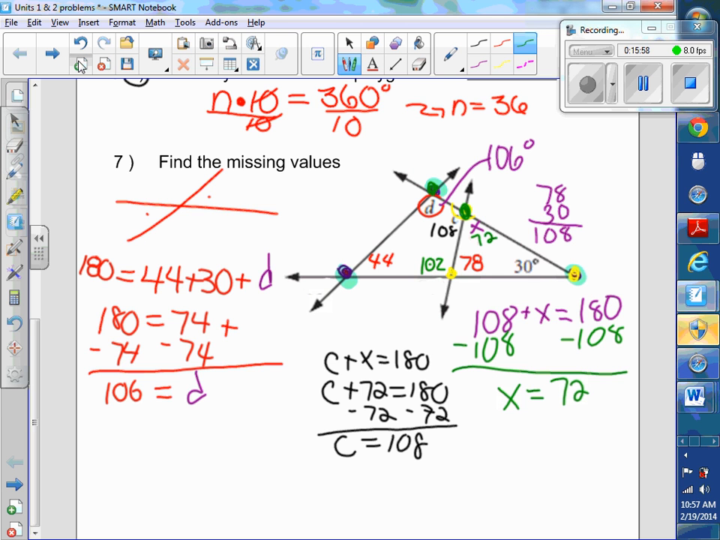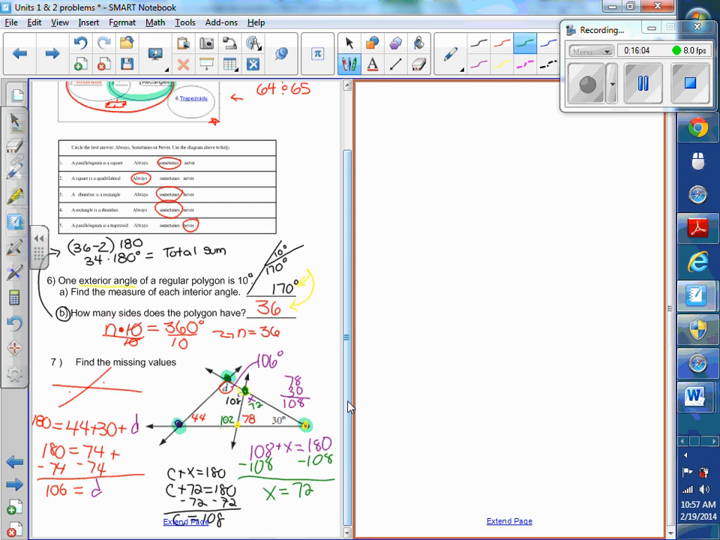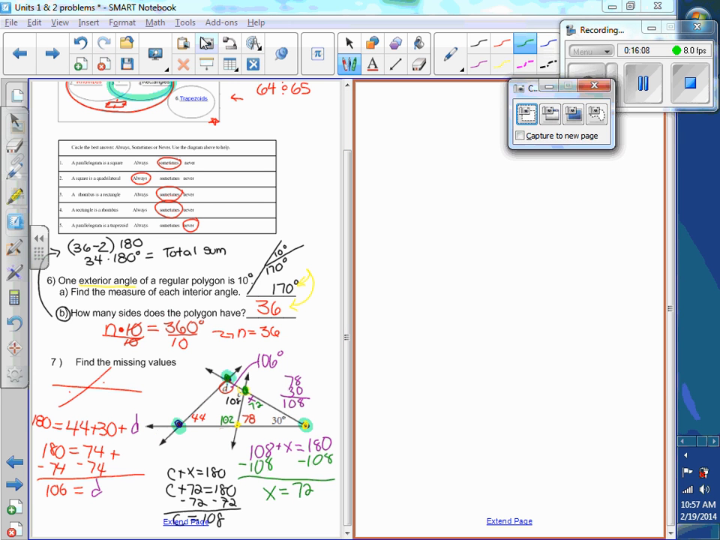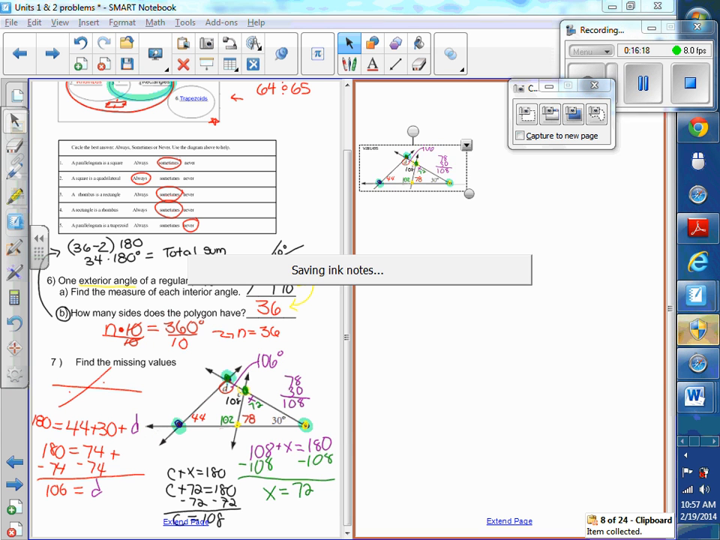Okay, I'm going to bring in a blank page so we can spread this out. Let's just take a quick snapshot of that and bring it to this page so I can spread it out so you guys can see it.